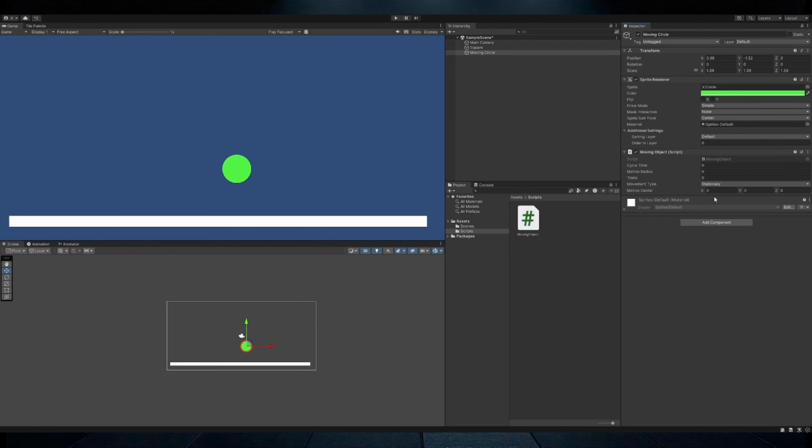We don't forget to attach our script to our sprite. We pick our parameters, and voila! We have stationary motion. Alright, I'll change it. And there it is. We have an object moving in a circle.